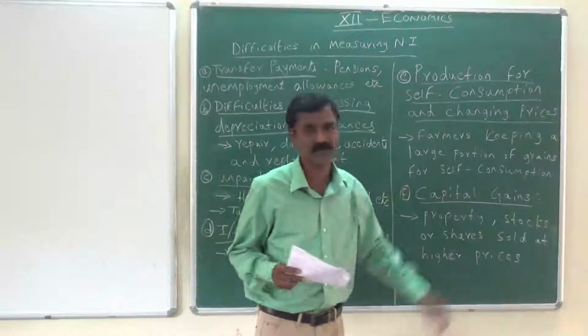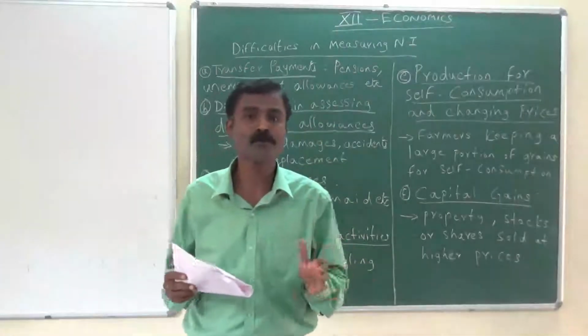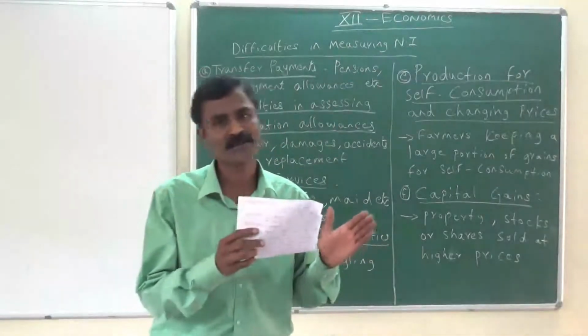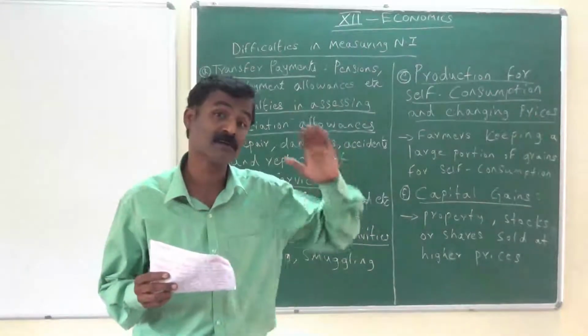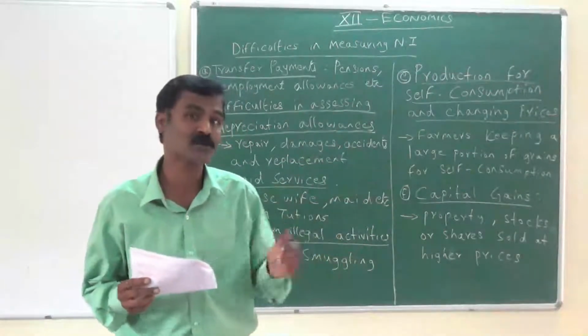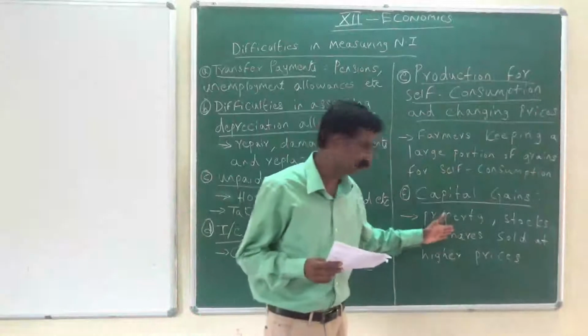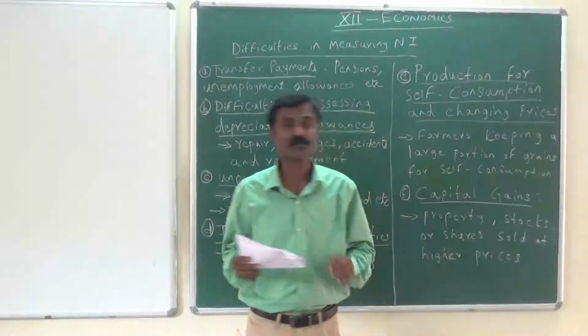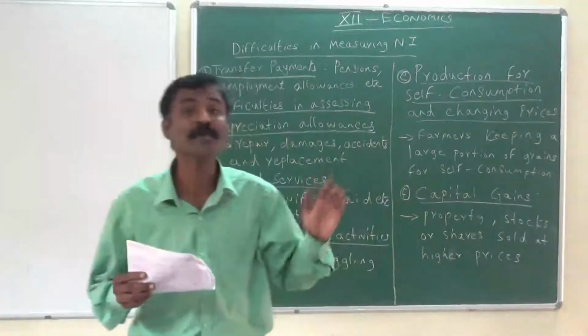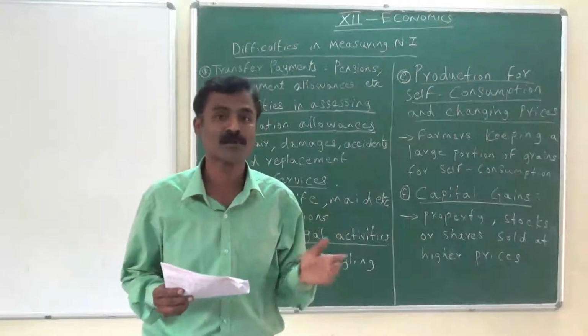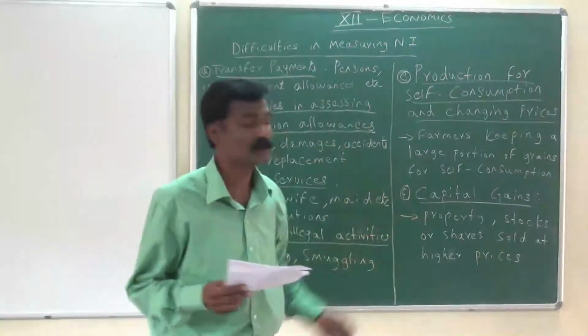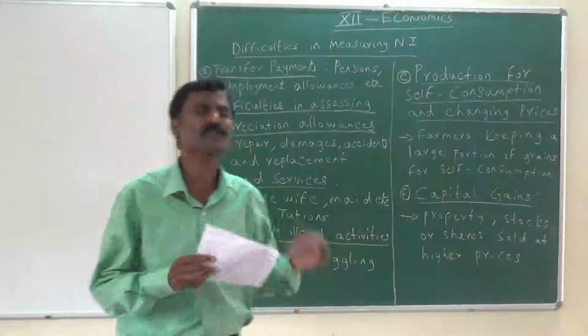The next thing is capital gains. There are people who buy houses for a very small amount and then sell them for a very large amount. Even that is not to be considered. Properties, stocks or shares which are sold at higher prices are not to be counted. So all these are not considered under national income. These are some of the difficulties.